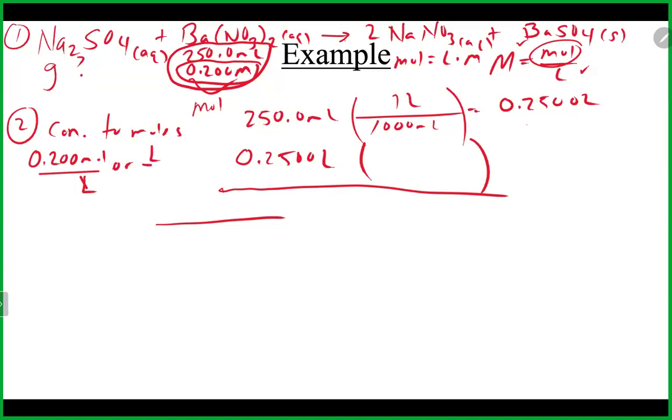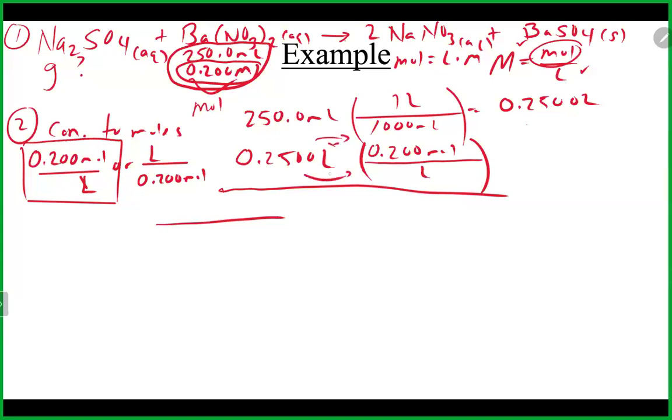Or you could flip it around, do a liter on top and 0.2 moles on the bottom. Once again here, dimensional analysis, it's just opposites cancel. So we do need our molarity in this fashion, where liters are on the bottom. So 0.2 moles per liter. Again, when we multiply the top and divide the bottom like normal dimensional analysis, our liters are going to cancel.